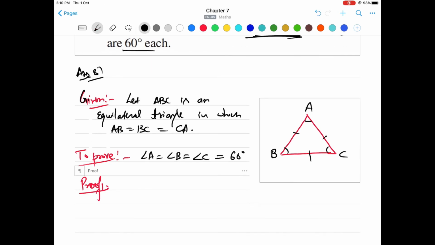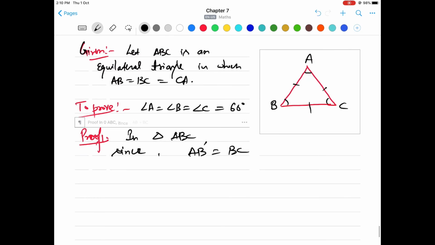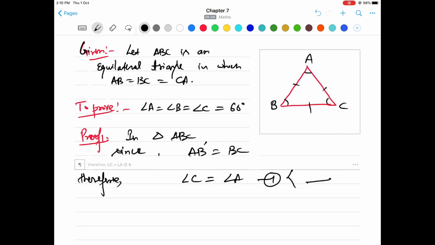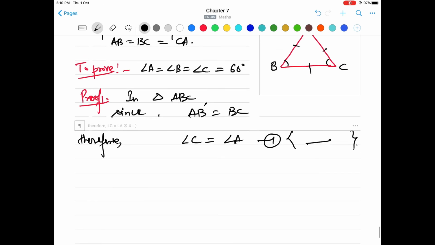Okay, let's start its solution, or the proof of this one. Since all three sides are equal, so write, in triangle ABC, since side AB is equal to BC, therefore this implies that their opposite angles are equal: angle opposite to side AB is angle C, which equals angle opposite to BC, which is angle A. Let's name it equation 1, and the reason for this is: angles opposite to the equal sides of a triangle are equal. So that's equation number 1.